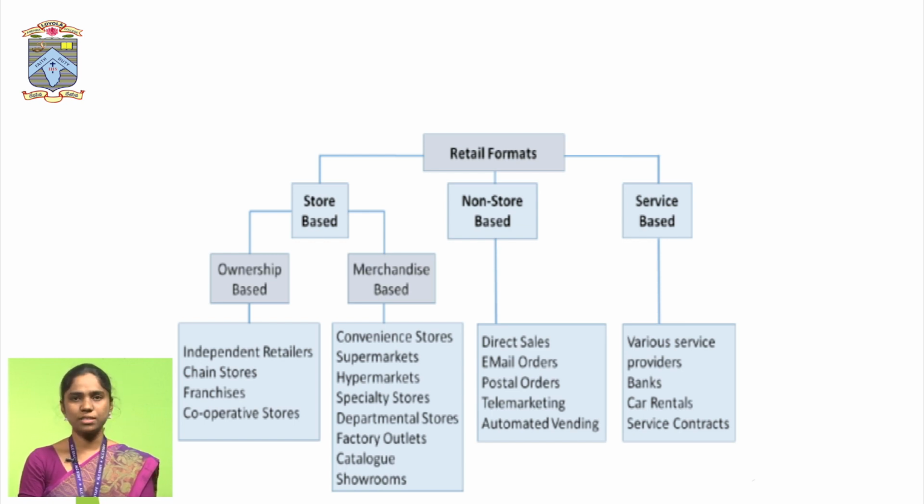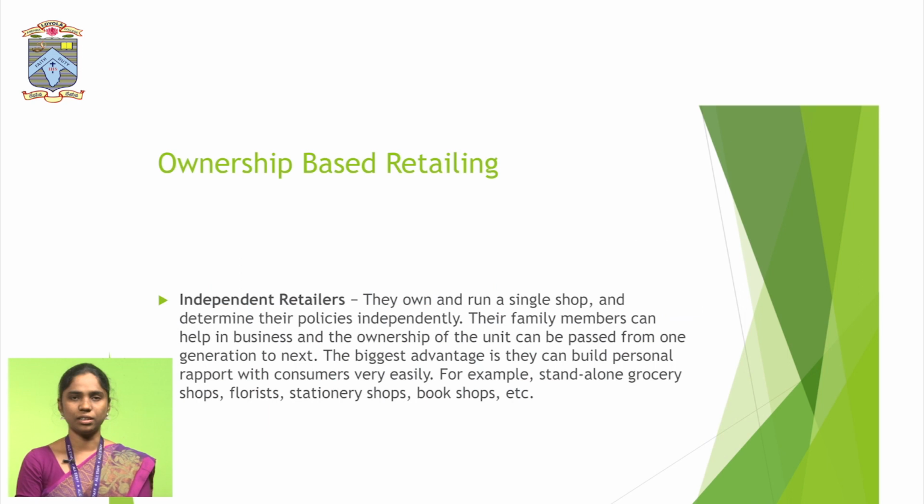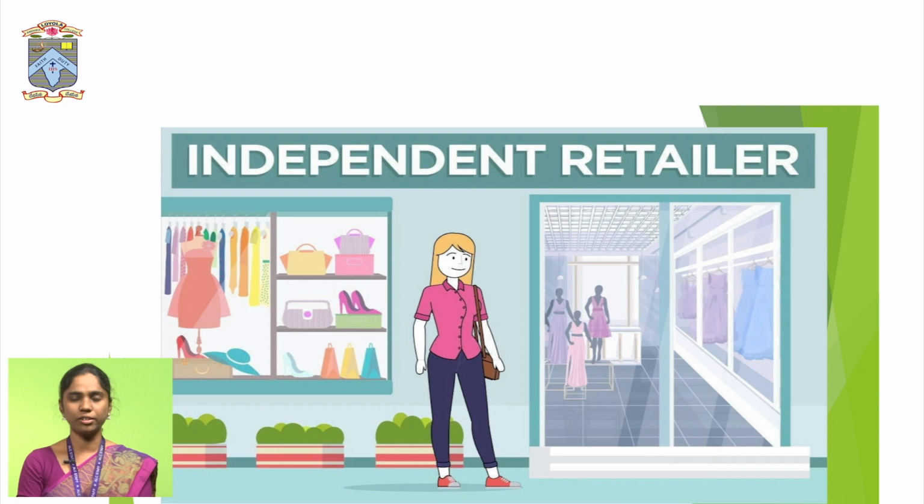So, what is ownership based? Ownership based means the legal control of the business or an organization. In ownership we have different formats of retail. The first one is the independent retailer. An independent retailer is a person or an entity who takes care of only a single retail store. He or his family will run the entire business and no one else is involved in it. That is called an independent retailer or independent retailing.